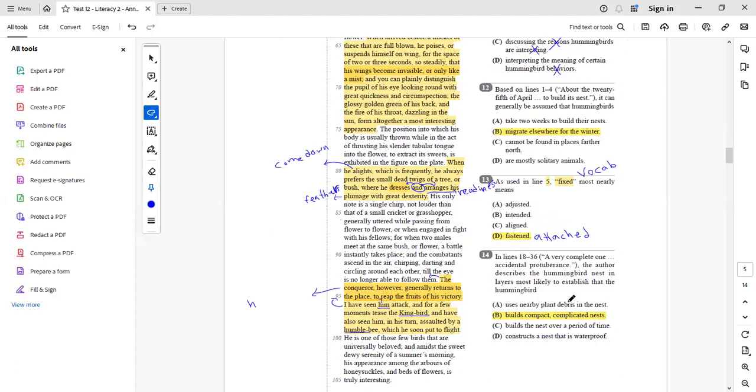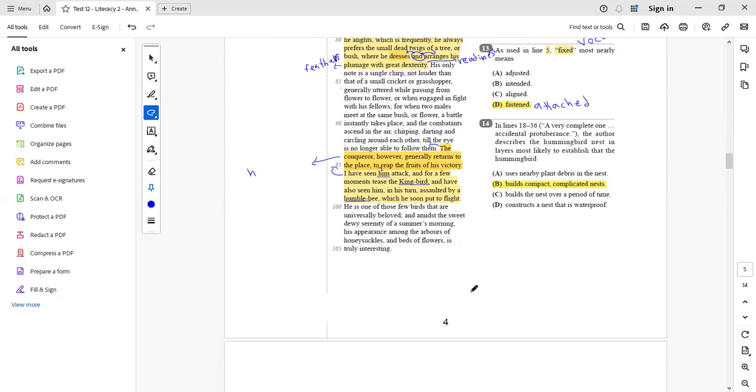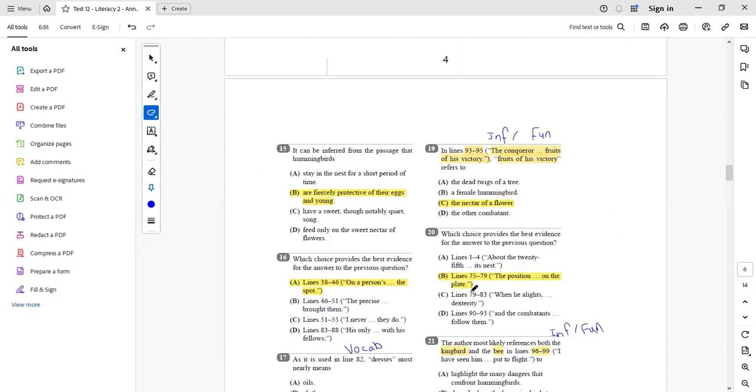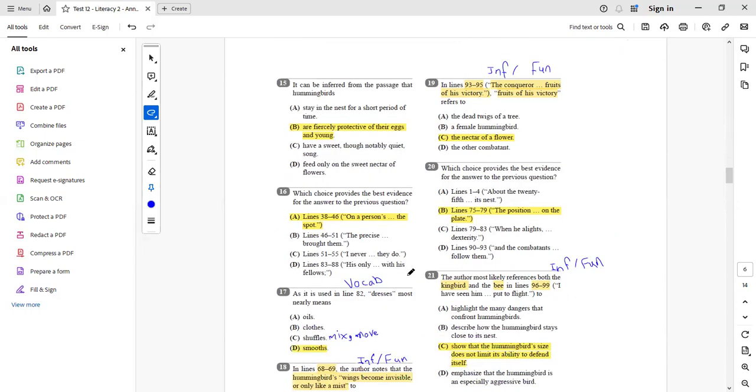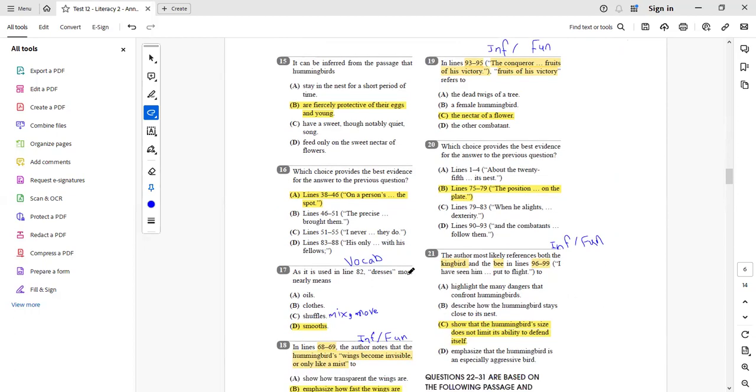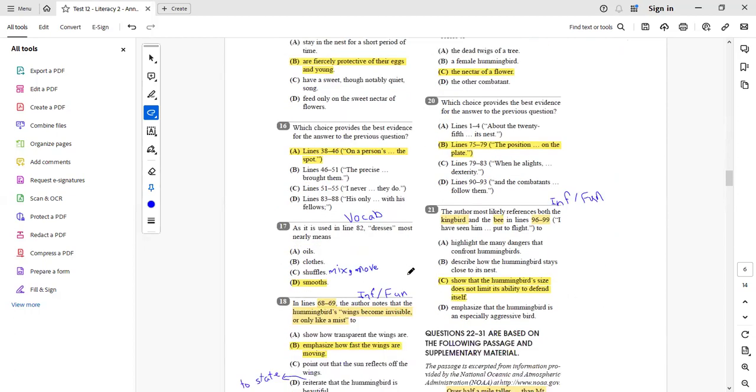Okay, number 14 is not with anybody. 15 also, not with anyone at all. 16 also not with anyone. 17, Dalia, vocab. So I have 17 with Dalia and with Mahmoud.